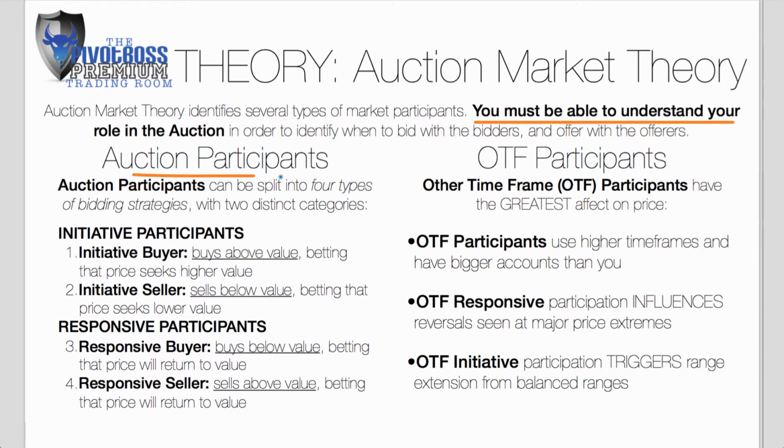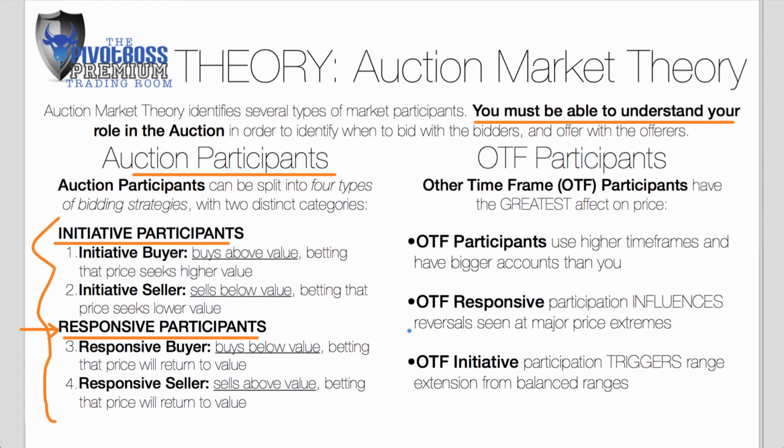You have to know the roles of the auction participants to know which role you're going to be at the right times. And there are 4 roles in 2 categories. Auction participants can be split into 4 types of bidding strategies with 2 distinctive categories. Number 1, you have initiative participants, and number 2, you have responsive participants. I'll start with responsive first.